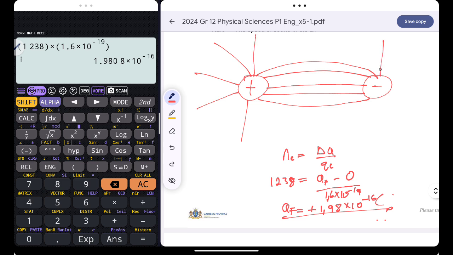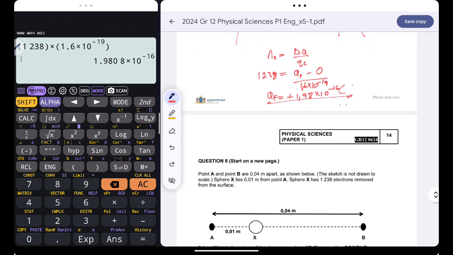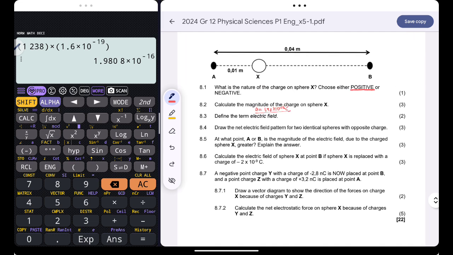Okay, 5, 1, 2, 3, 4, 5. Electrons, guys, are always moved from the positive charge to the negative charge. So on the positive charge, the arrows are pointing out of the charge, but on the negative, the arrows are pointing towards that sphere. So this is how an electric field pattern of two charges looks, whereby one is positive and the other one is negative. There will be an attraction force between the two charges.